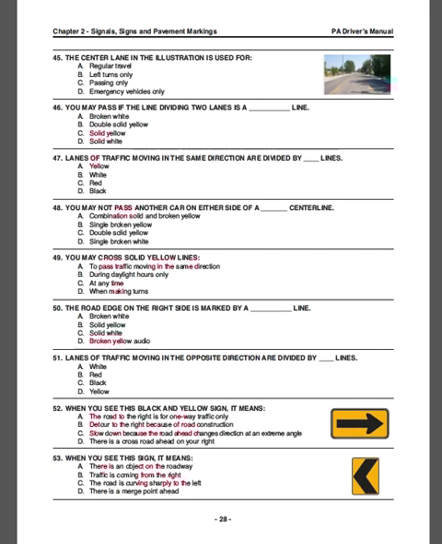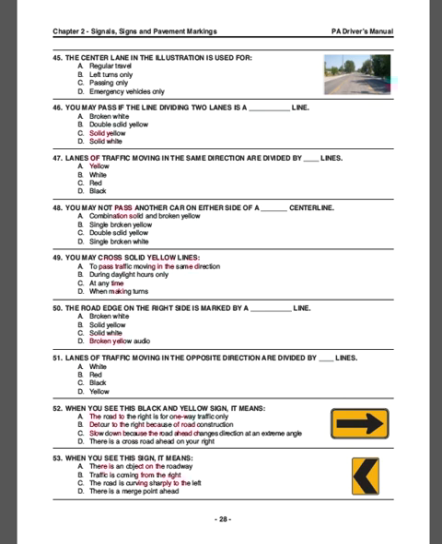45. The center lane in the illustration is used for A. Regular travel. B. Left turns only. C. Passing only. D. Emergency vehicles only. The answer is letter B. Since the illustration shows the direction you would be traveling, you could use the center lane to make a left turn as long as no traffic was coming in the opposite direction.